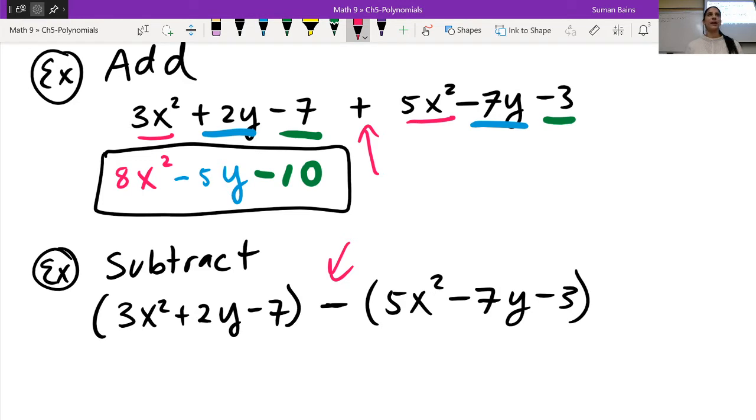Do the brackets matter this time? Yes. So what do I need to do if I want to get rid of the bracket? So this time I'm going to rewrite this, plus 2y minus 7. If I want to get rid of the second bracket, what needs to happen?